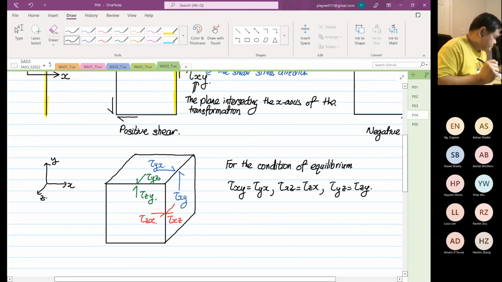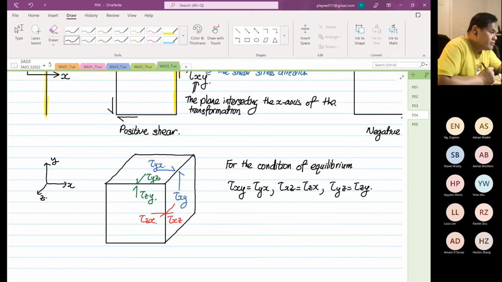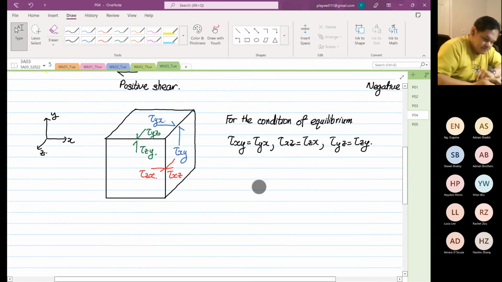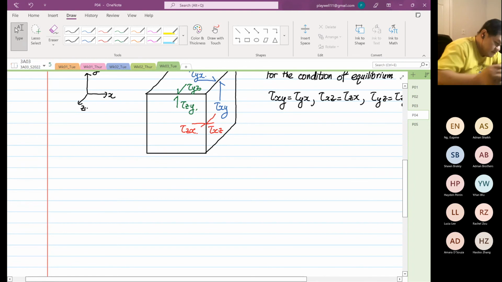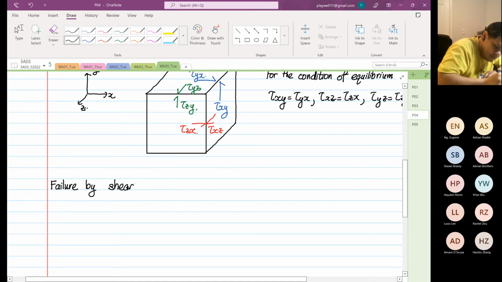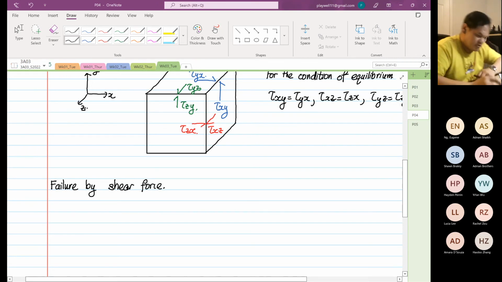Okay. Now, how does the failure in shear occur? Right? You have to visualize how the failure in shear occurs first, then you can appreciate shearing stress. Okay. So now we are going to look in failure by shear force. Okay, we're going to look at failure in shear force.